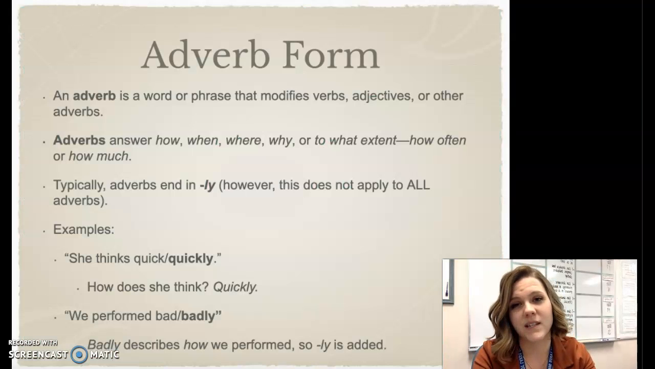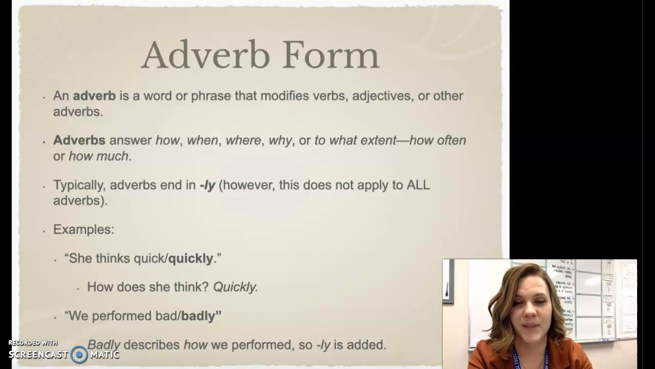So the first thing that I want to talk to you about is just a reminder on adverb form. So adverbs are descriptive words or phrases that can modify verbs, adjectives, or other adverbs in a sentence. Adverbs can answer questions like how, when, where, why, to what extent, how often, or how much. Another identifying feature of adverbs is they typically end in ly. However, that's not true to all adverbs. Let's take a look at some adverbs in sentences.